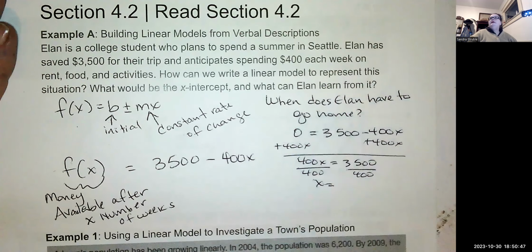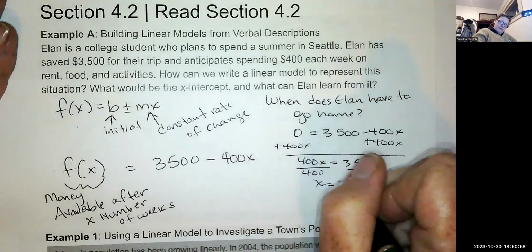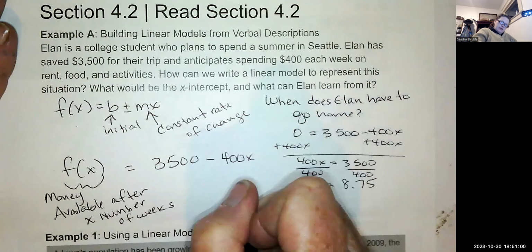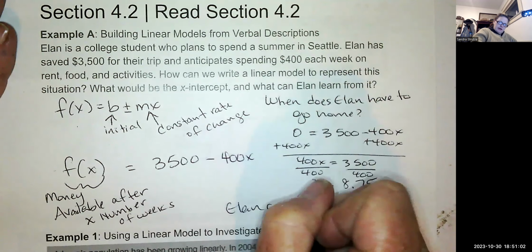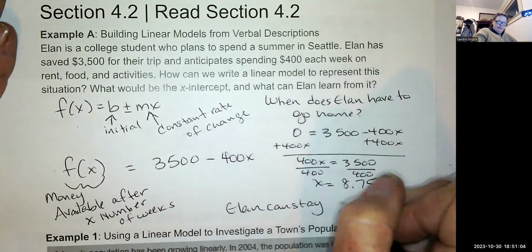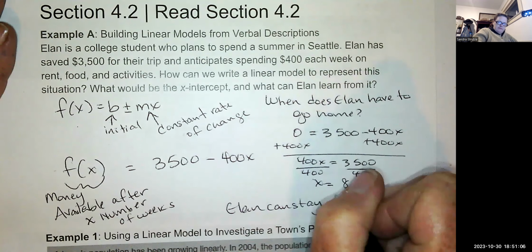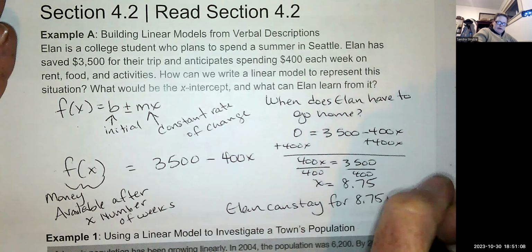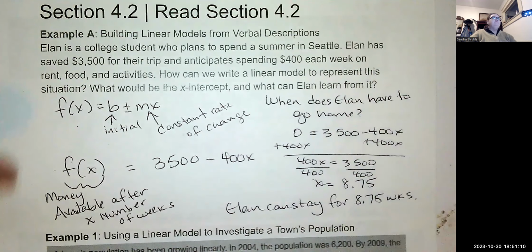And Elin can stay. Let me calculate real quick. 3,500 divided by 400 is 8.75. So Elin can stay in Seattle for 8.75 weeks. All right.